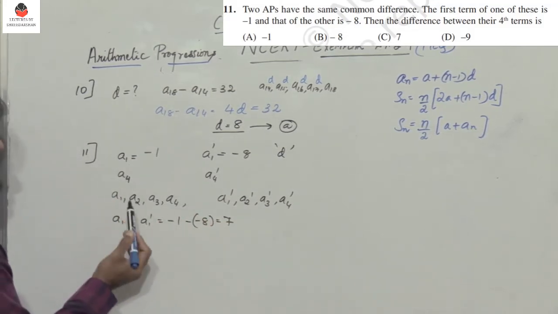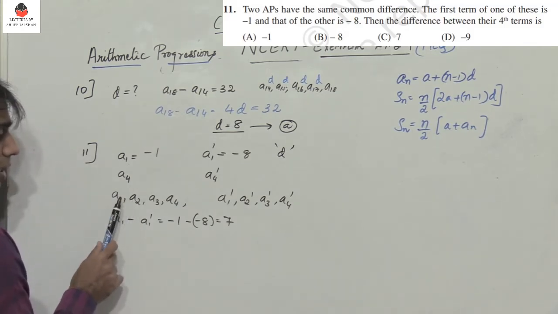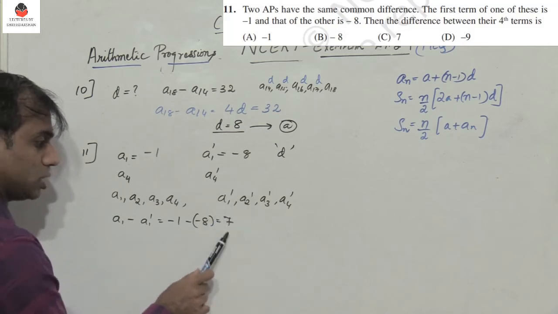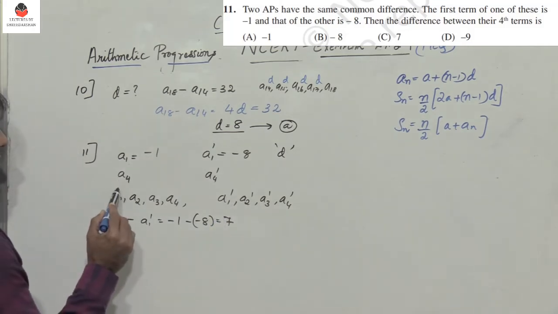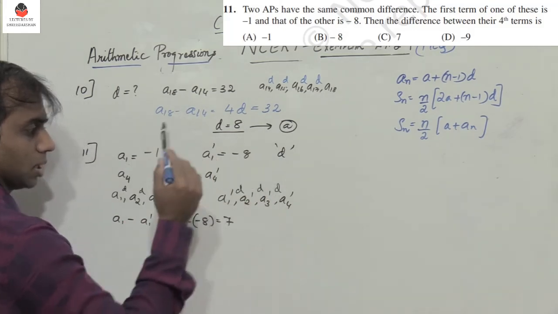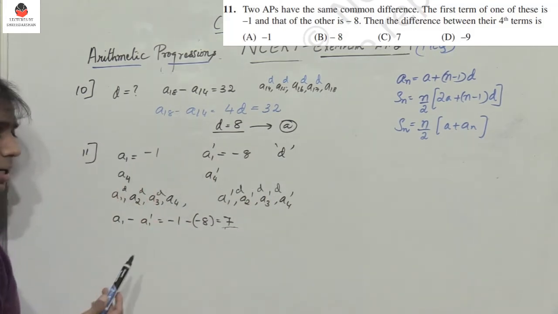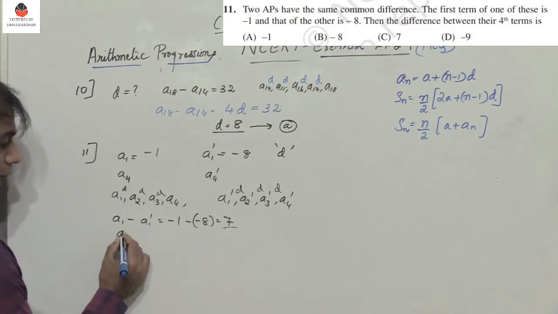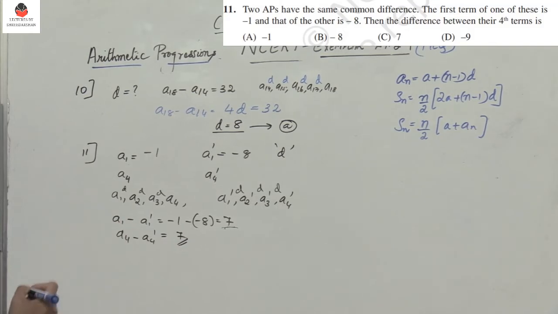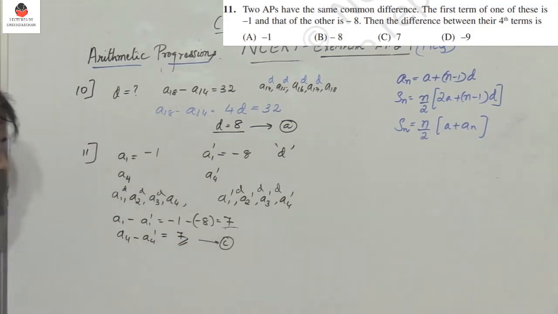Since the common difference of both the arithmetic progressions is the same, A1 minus A1 dash would be 7, A2 minus A2 dash also would be 7, because the common difference here is the same, which is D. So both the terms are separated by an equal value of 7. Therefore A4 minus A4 dash will also be equal to 7. So the right answer is option C, which is 7.